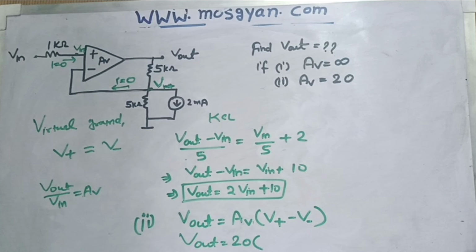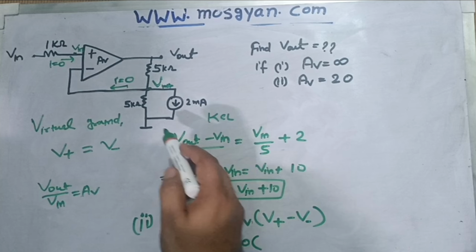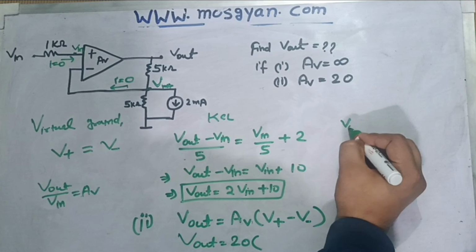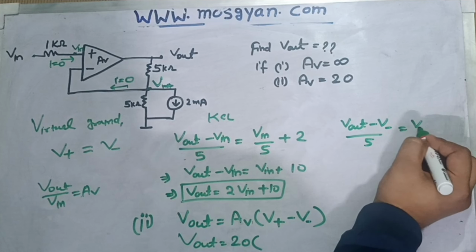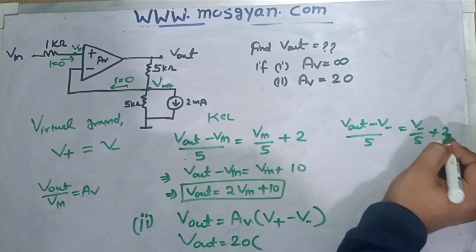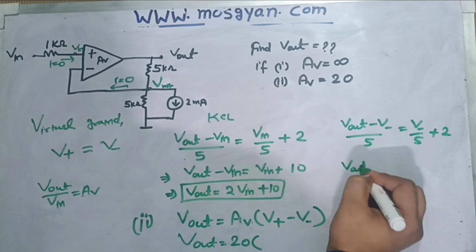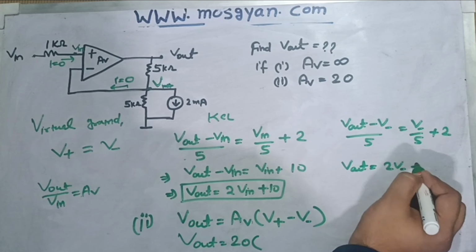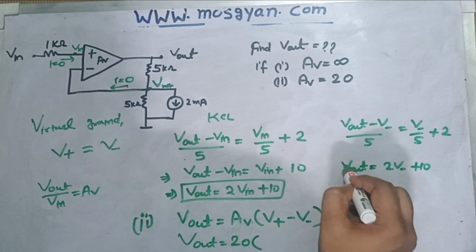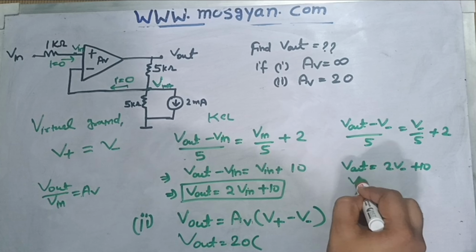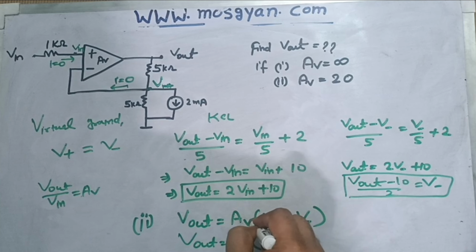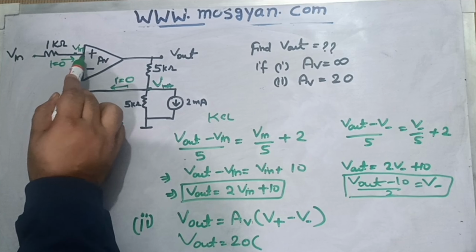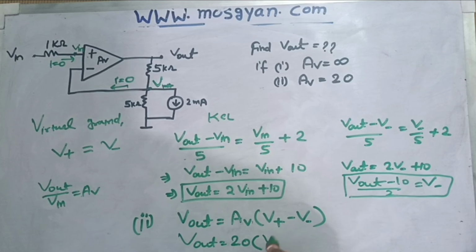In order to calculate V minus, we can apply the KCL here. So (V out minus V minus) divided by 5 would be equal to V minus divided by 5 plus 2. So again, I can write V out would be equal to 2V minus plus 10. And if I calculate V minus from here, I can write (V out minus 10) divided by 2 will be equal to V minus. So from here, I can put the V minus value here, and V plus is basically V in only.